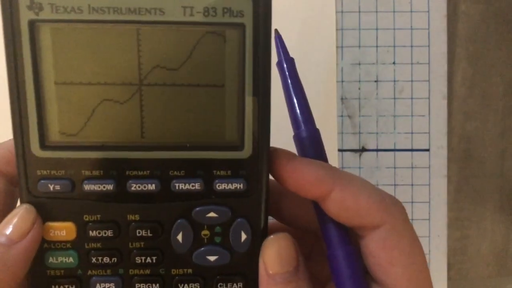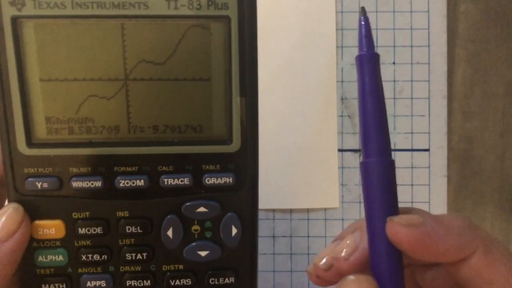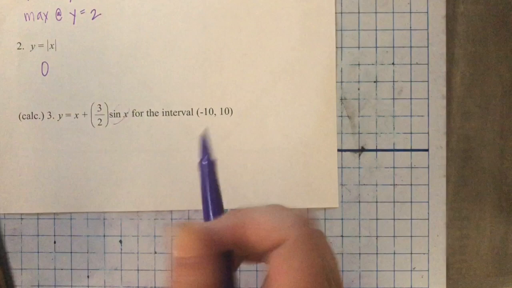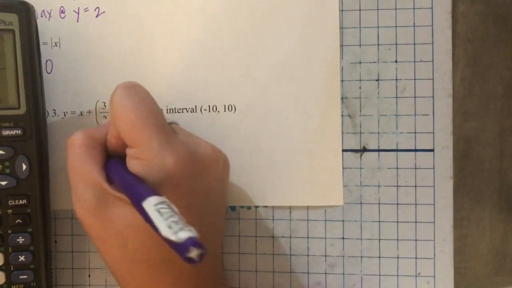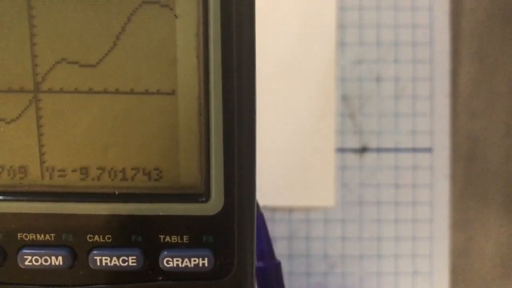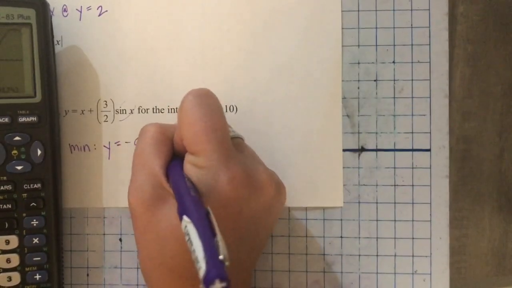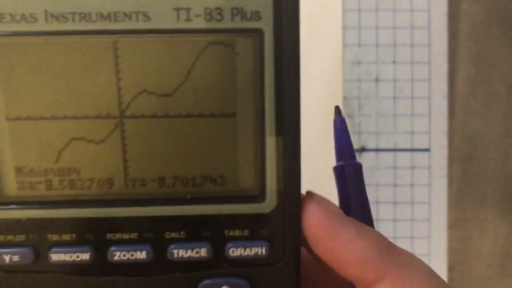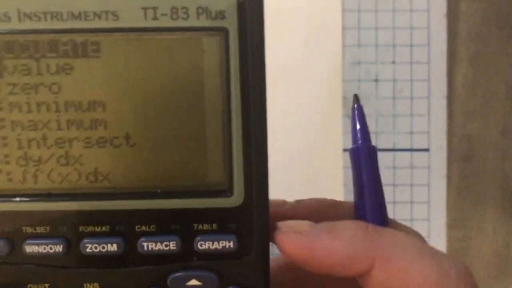Okay, there you go. And minimum. We want the Y value, remember, right? So you have a minimum at Y equals, in AP Calculus, we use 3 decimals, so -9.702, right? Rounding up, because it's 1/7. Now, we've got some other ones, so let's keep calculating.